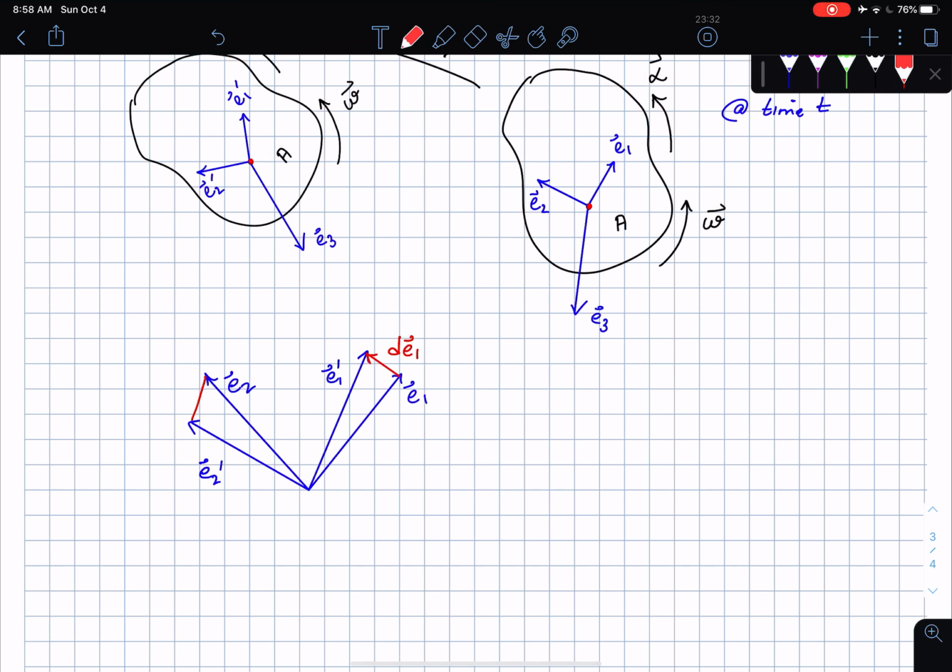Which means that if I join these two together, this is going to be dE1, this is going to be dE2, and this angle here is going to be an angle d theta. This angle here is also an angle d theta. An important thing to understand is that the magnitude of E1 is the same as the magnitude of E1 prime, is the same as the magnitude of E2, is the same as the magnitude of E2 prime, is equal to 1. Okay, these are all unit vectors.